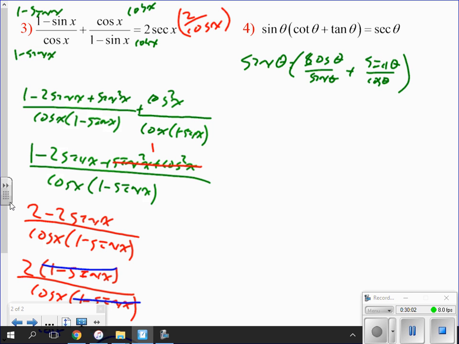Yeah, distribute. Distribute the sine theta. So on the first one, your sines cancel and you end up with the cosine of theta. On the second one, you get sine squared theta over cosine theta.